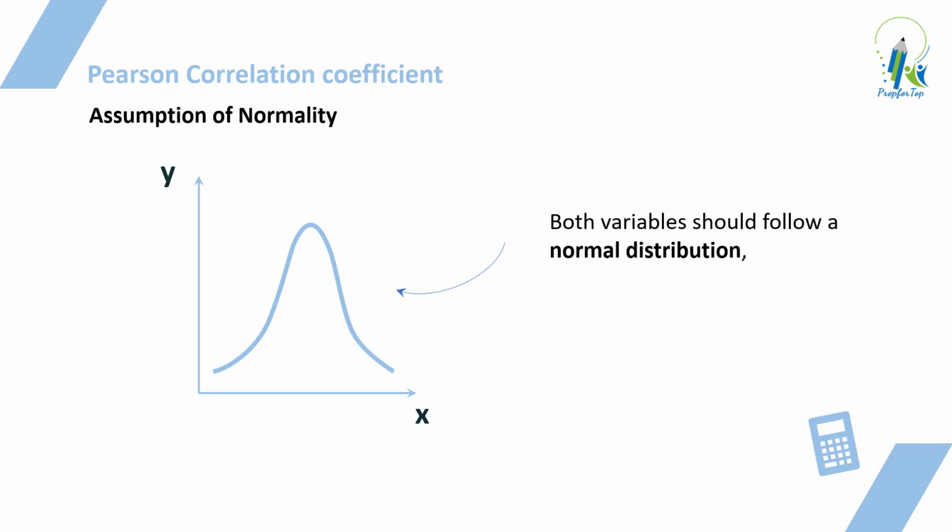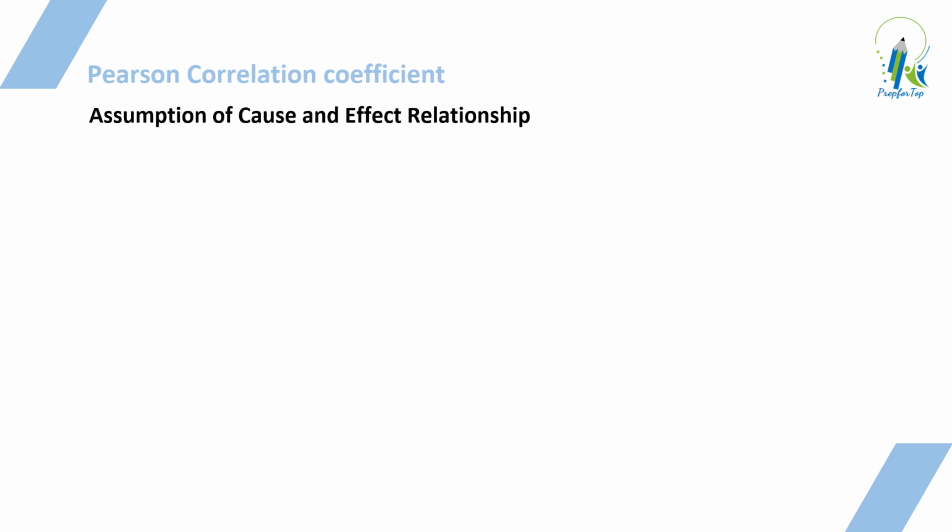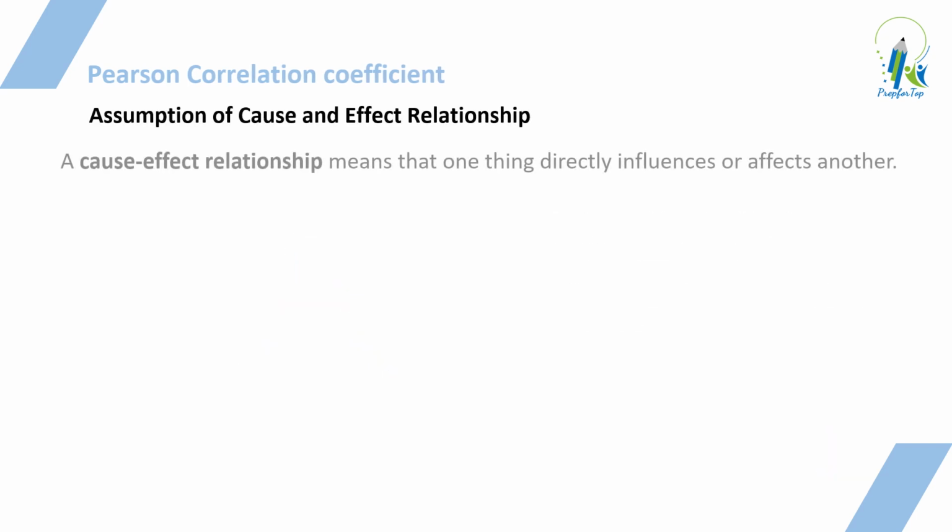Assumption of normality. Both variables should follow a normal distribution, with no significant skew in either direction. Assumption of cause and effect relationship. A cause-effect relationship means one variable directly influences or affects another.